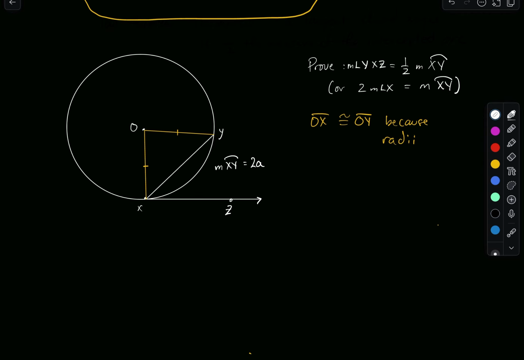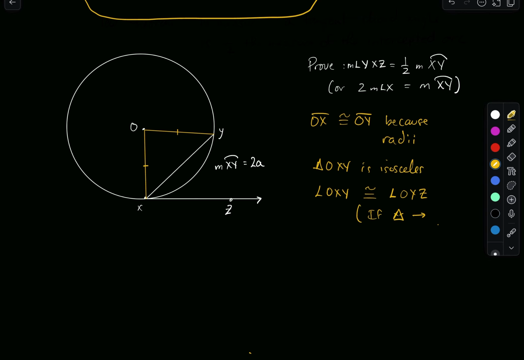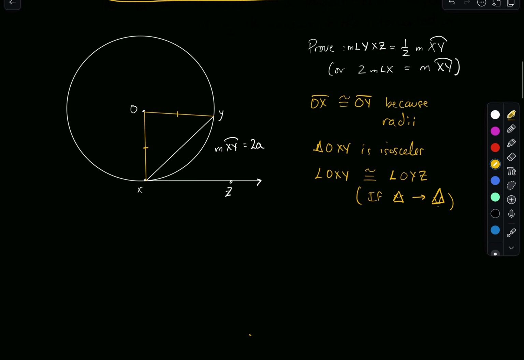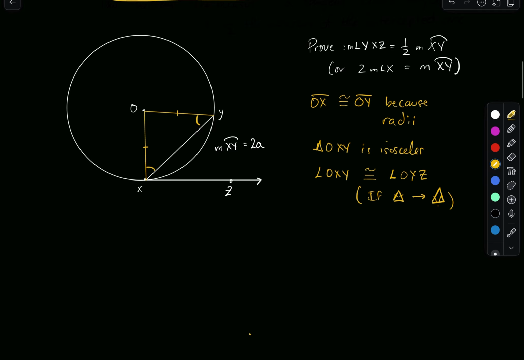All right, so let's take a look at what we've created here. The first thing I noticed that I've created is an isosceles triangle OXY. And because it's isosceles, that means that angle OXY and angle OYX are congruent. Because if it's an angry triangle, then it's a blushing triangle. Okay, so I know that this and this are the same.